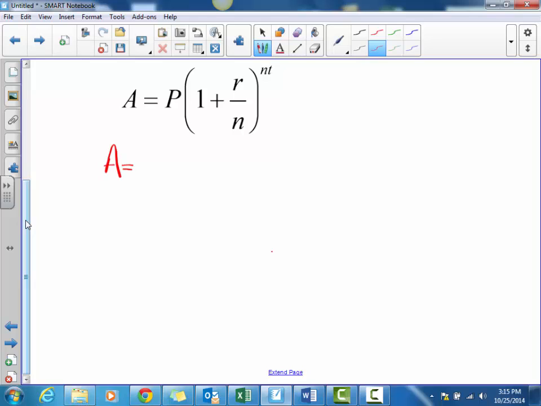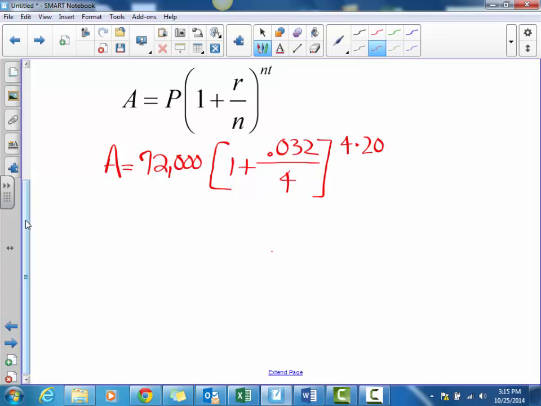So P is $72,000 times the quantity 1 plus my rate, same thing, 0.032, divided by 4, the number of compounding periods, multiplied by the compounding period and time, N times T, so 4 times 20. So again, nothing has changed, so I know that the 0.032 divided by 4 is going to be 0.008. So I have the quantity 1 plus 0.008, all raised to the 80th power.